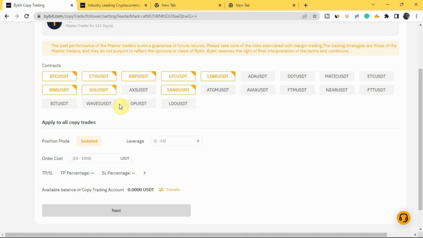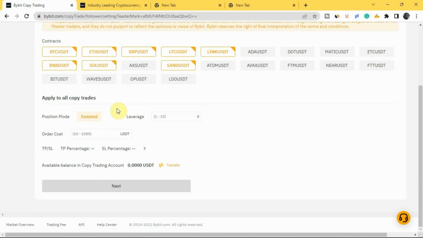So with these 8 contracts, once you've selected the contracts you want to copy, this means that if this person is trading in any of these 8 contracts, you are going to be copying the person's trade. But if the person is trading in any of these unselected contracts, you will not be copying the trade. So I hope you understand that.